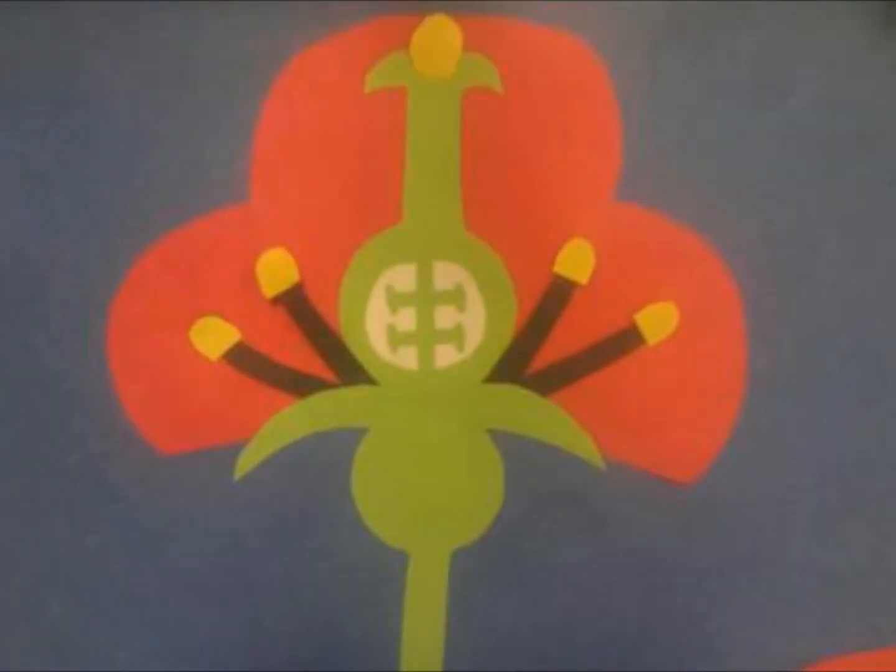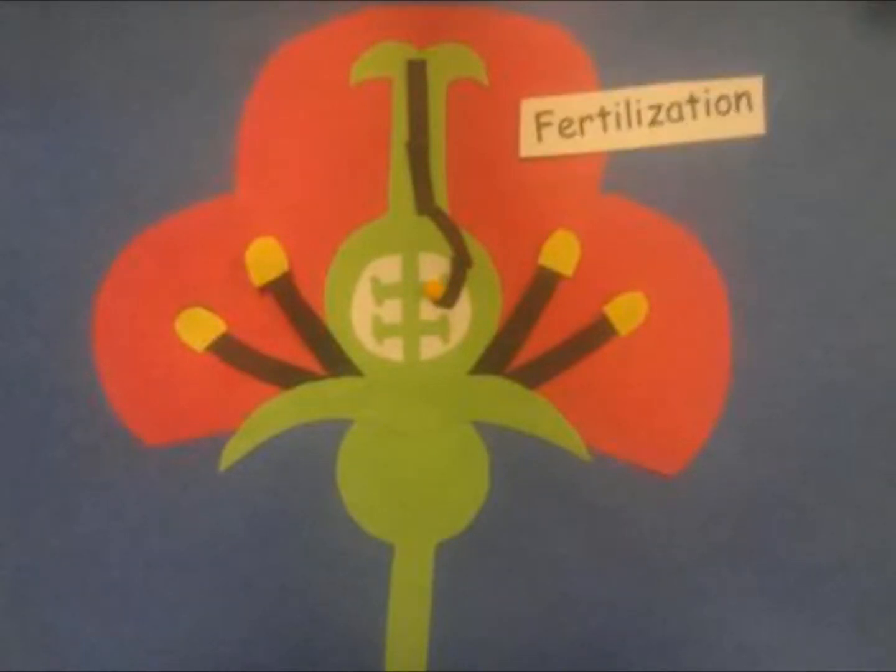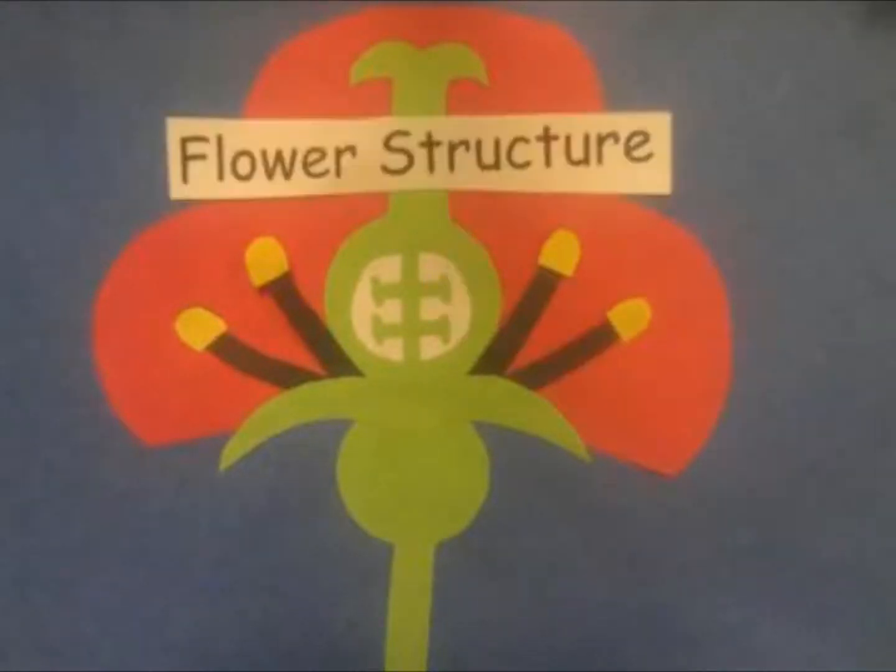Then the pollen grain produces the pollen tube. The pollen grain then goes down the tube and connects with the ovule. That is when fertilization occurs.